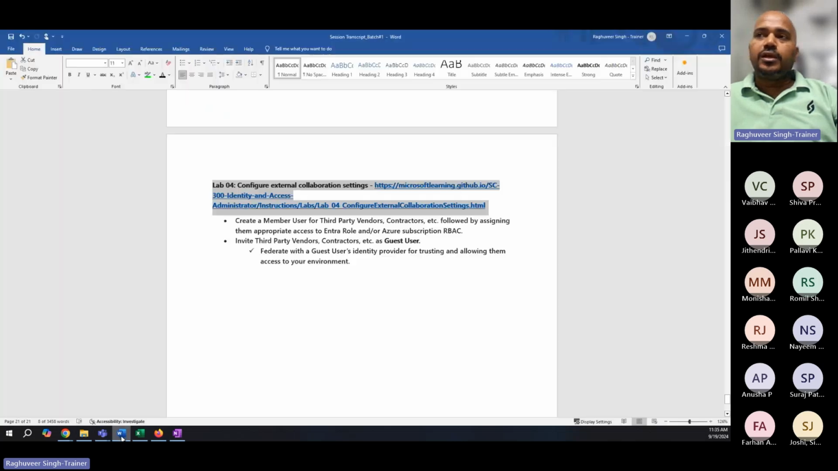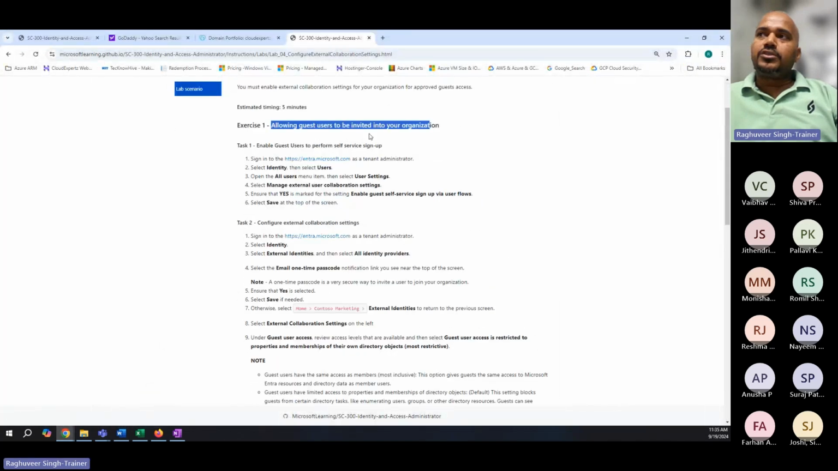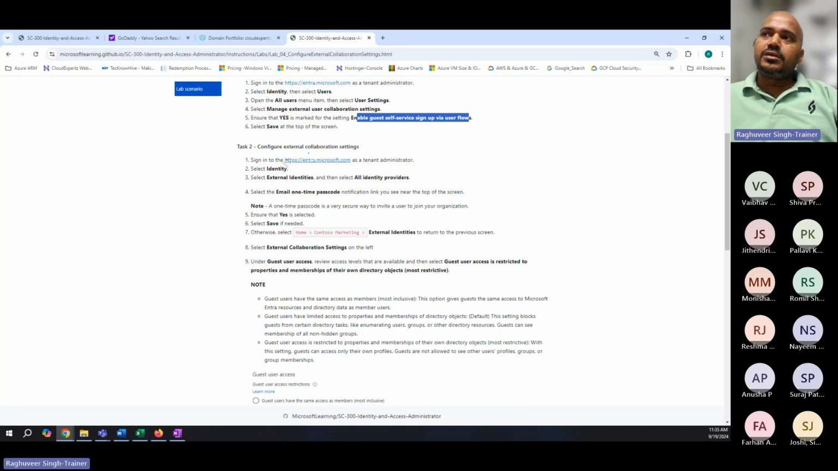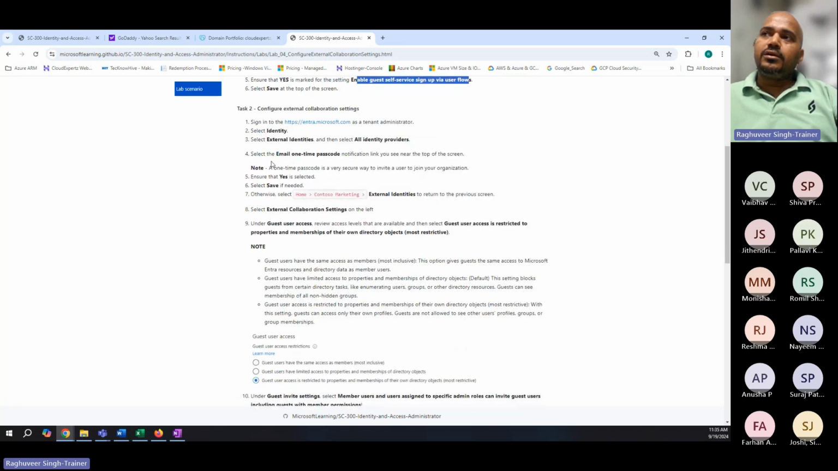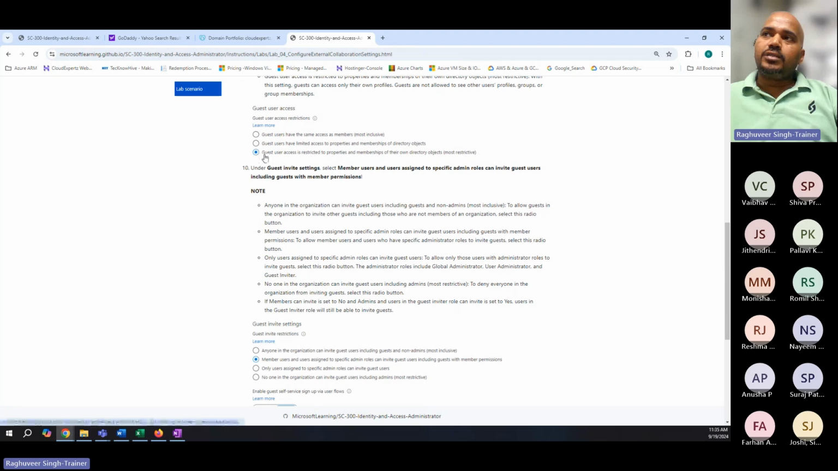That's exactly what you're doing in lab 4. If you look at lab 4, that's exactly what you're doing. You're allowing guest users to be invited, and it says manage external user collaboration, enable guest user self-service sign up via user flows. So you're saving this setting, which is allowing the self-service sign up. In the second task, you are basically allowing the email one-time passcode for external identity providers so that they can use it. Then in the third task, you are selecting guest user access is restricted to properties and membership of their own directory, most restrictive. These are the actions; based on what you need, you can select.